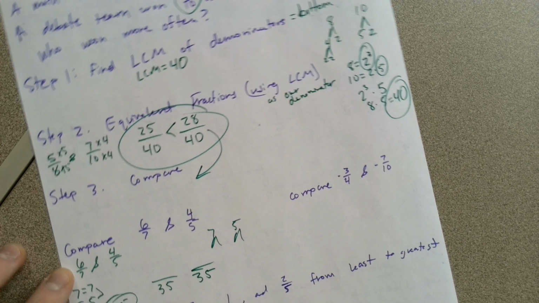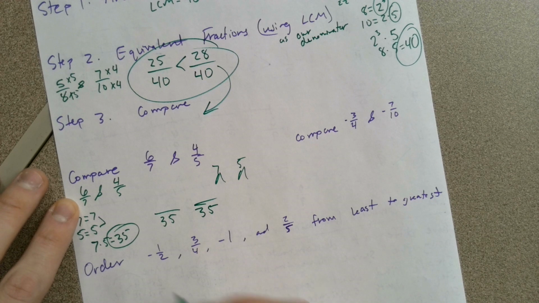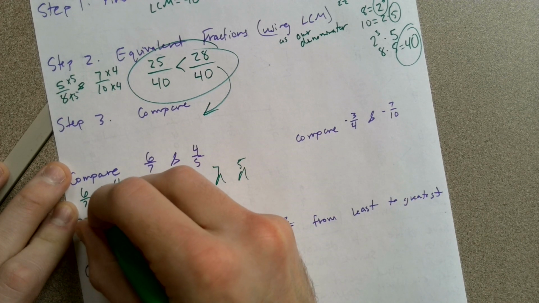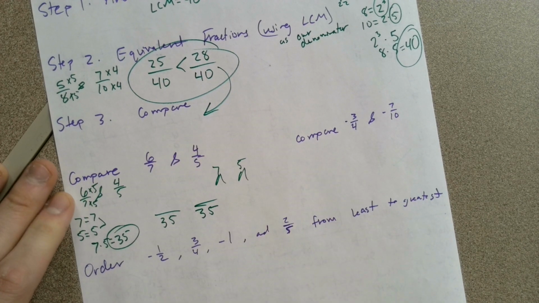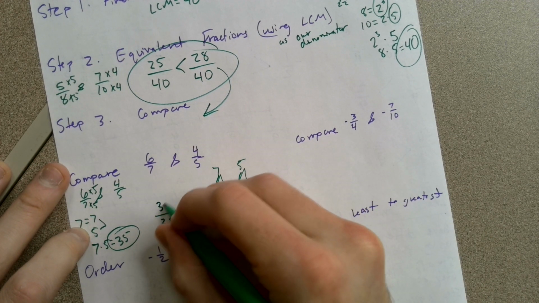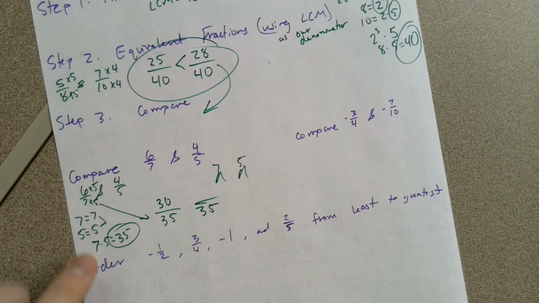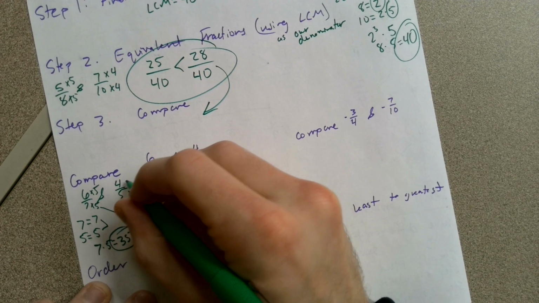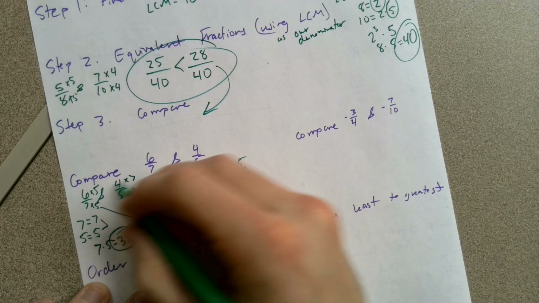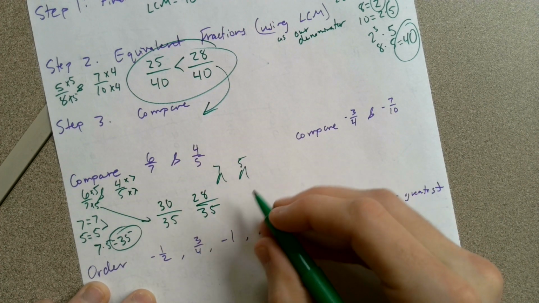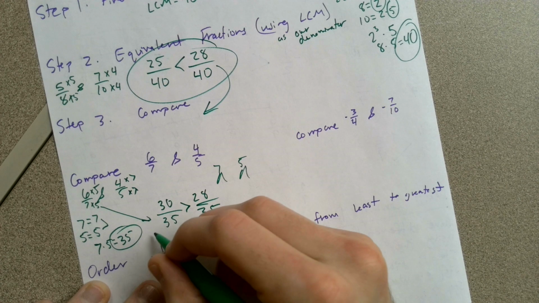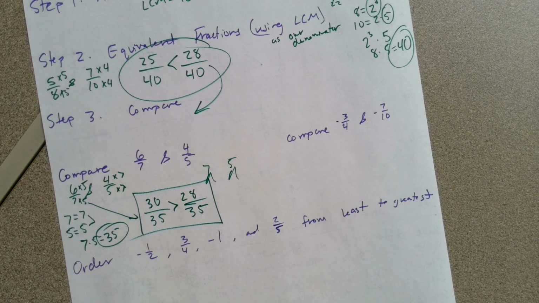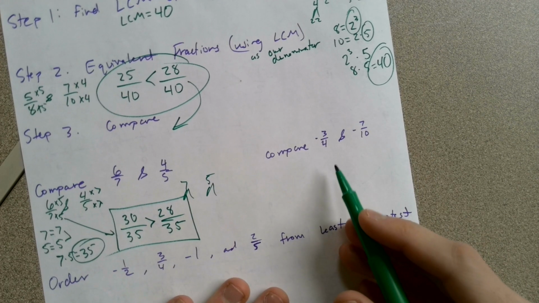Okay. How do I make this fraction right here into 35 on bottom? 7 times 5. Whatever I do to the top, I do to the bottom. 6 times 5 is 30. So this one right here is equal to this. How do I get from 5 to 35? I multiply by 7. On top, that leaves us with 28 over 35. We can see that 30 over 35 is greater than 28 over 35. On to the next one.